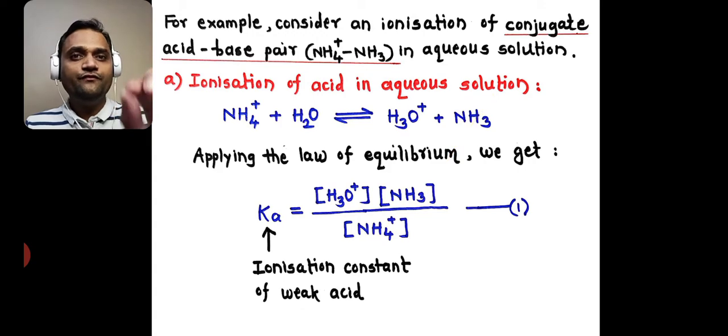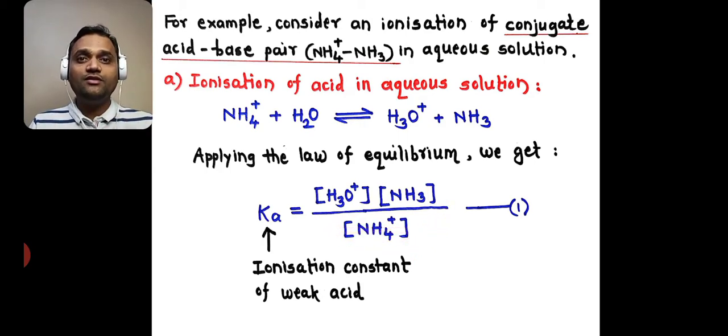Now we have to apply the law of equilibrium to this reaction. So Ka, the ionization constant of weak acid, is equal to the molar concentration of H3O plus into the molar concentration of NH3 divided by the molar concentration of NH4 plus. Or simply, Ka is equal to the product of molar concentrations of products divided by the molar concentration of reactants. Here we have neglected the molar concentration of water.